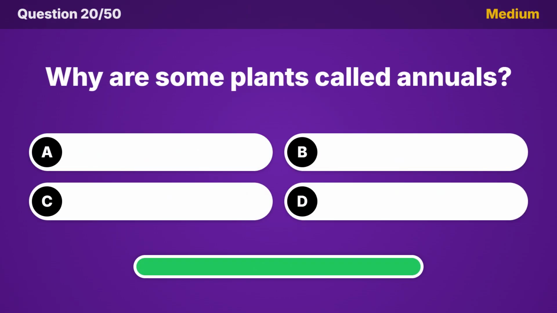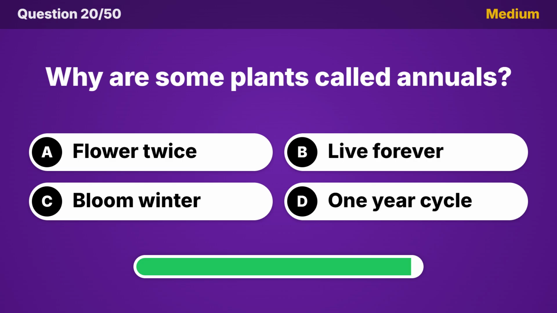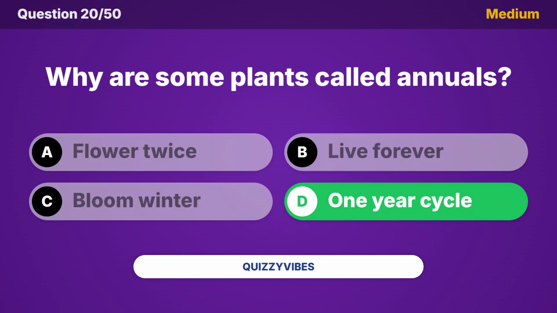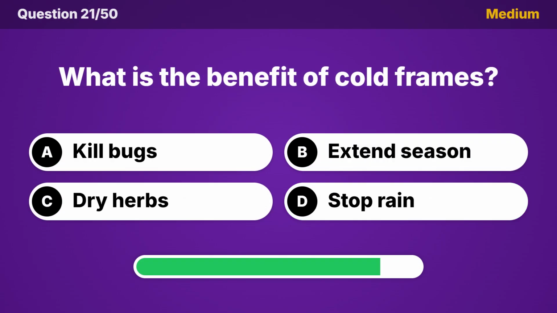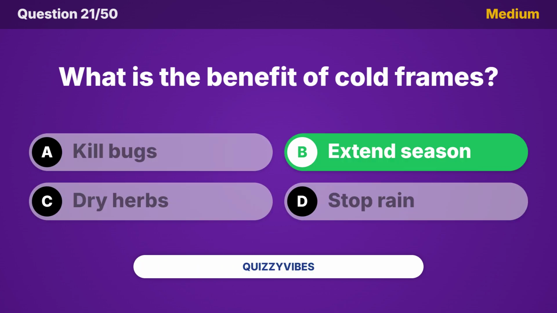Why are some plants called annuals? Did you guess it? The answer is 1-year cycle. What is the benefit of cold frames? The answer is extend season.